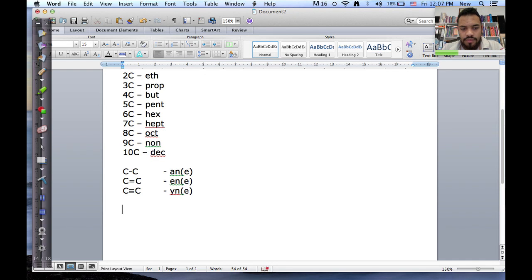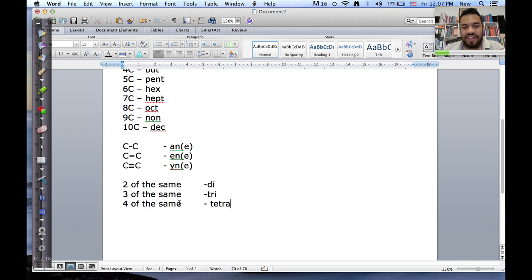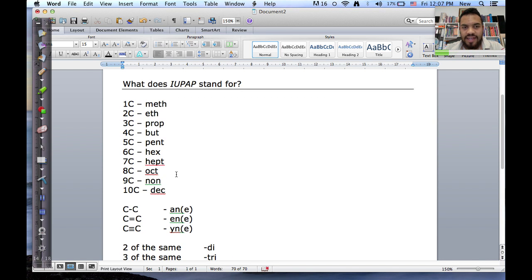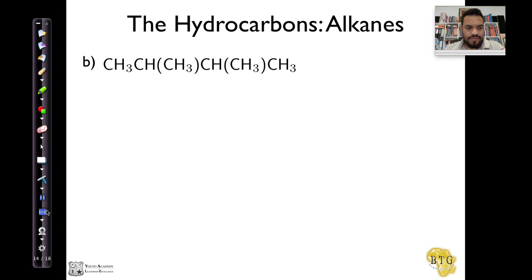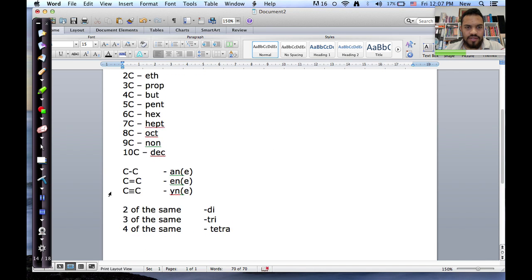Then I'm going to add another thing. I'm going to say if we have two of the same, right, the name will correspond to "di", and if we have three of the same, the name will be "tri". Okay, let's just put the dash in front of it. And if I have four of the same things appended to a molecule, that will be "tetra". So you should have the same thing on your summary sheet by now. Okay, in the next video we're going to start looking at the enes, alkenes, and then the alkynes. Okay, so there's a summary sheet thus far.